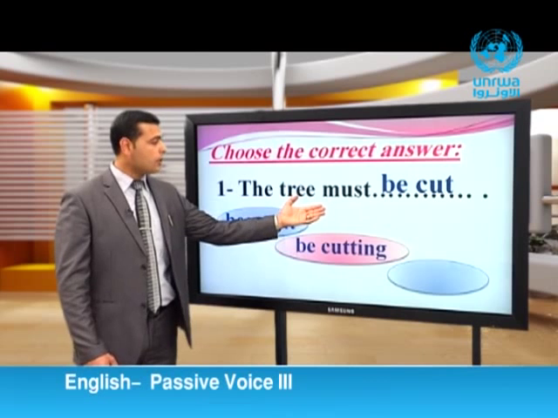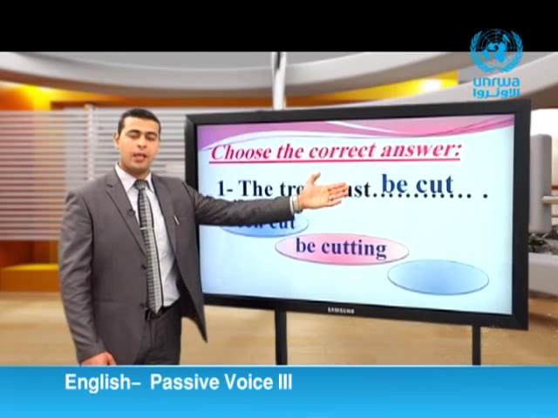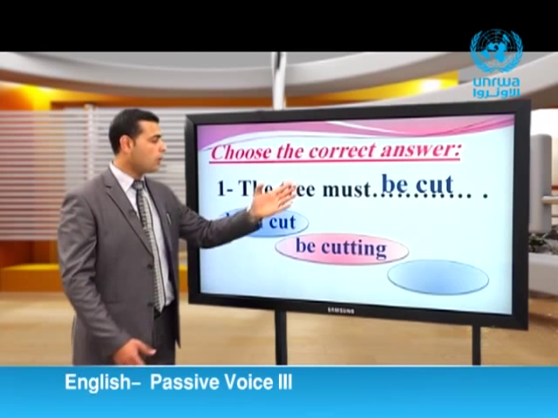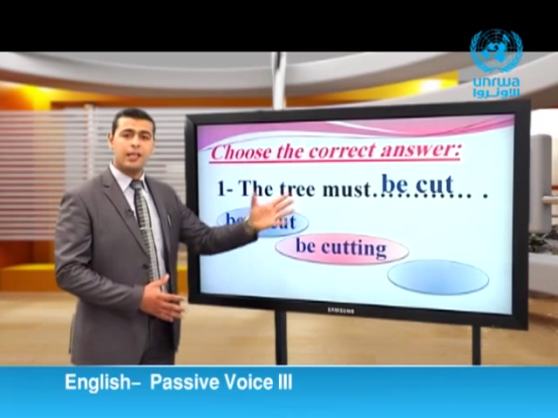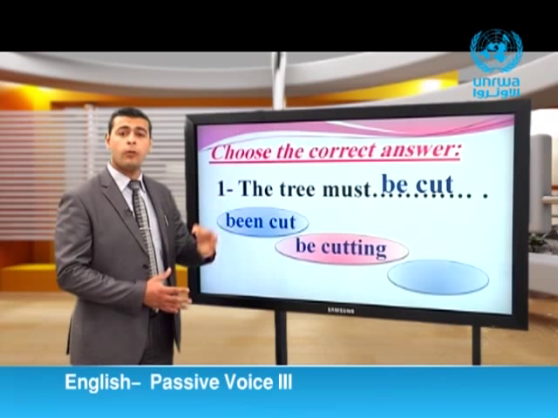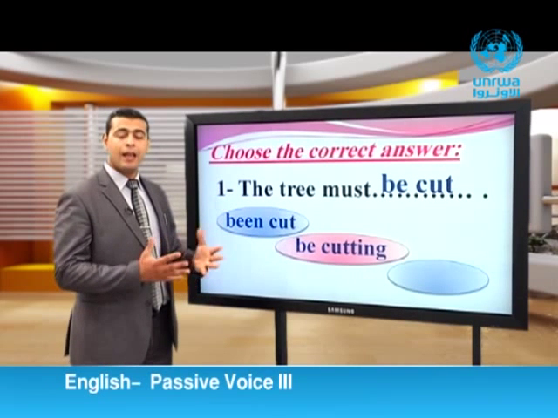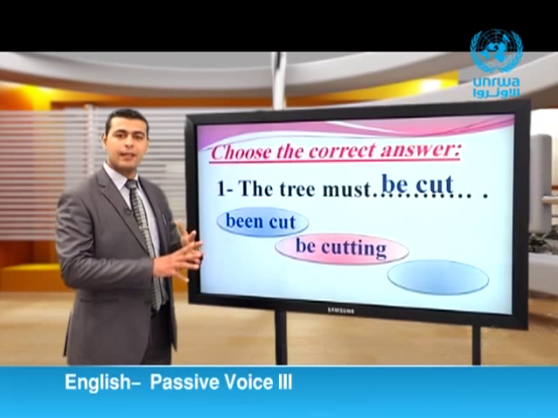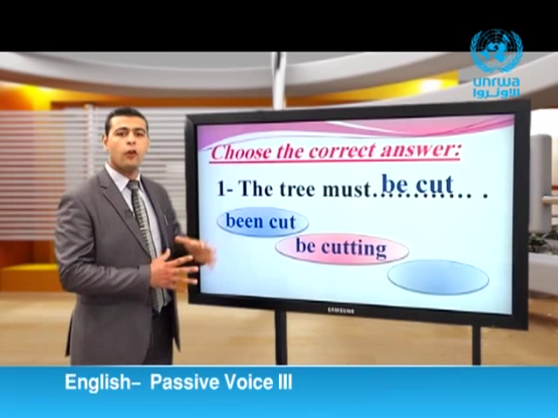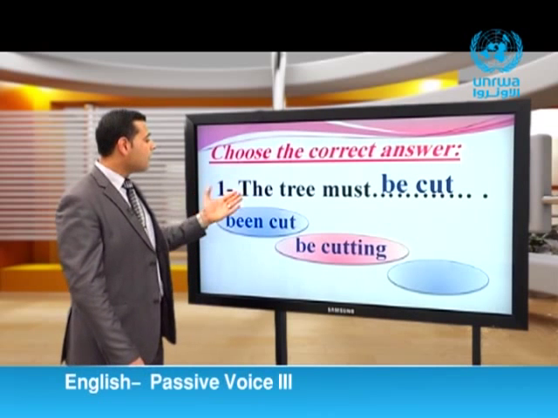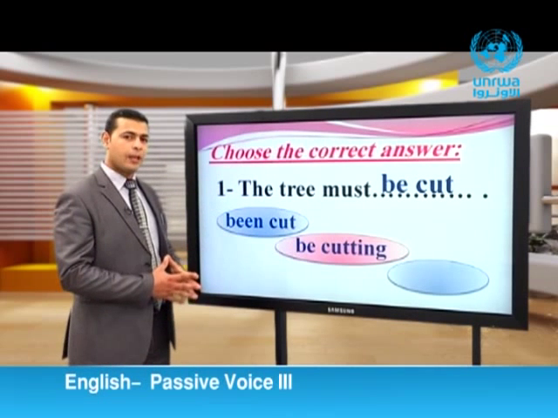Because after must should come be, and after be is the third form of the verb. So here, must be cut. Cut here, by the way, is the third form, the past participle of cut, because cut is an irregular verb. Cut, cut, cut. Let's read the sentence for the last time. The tree must be cut.